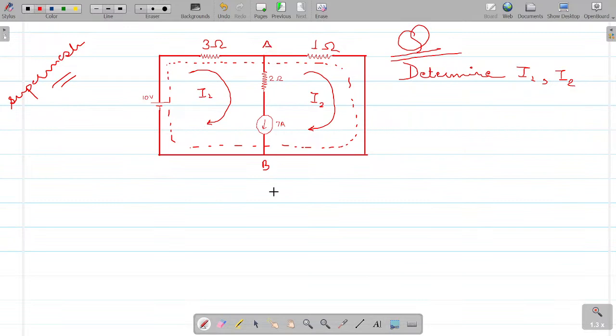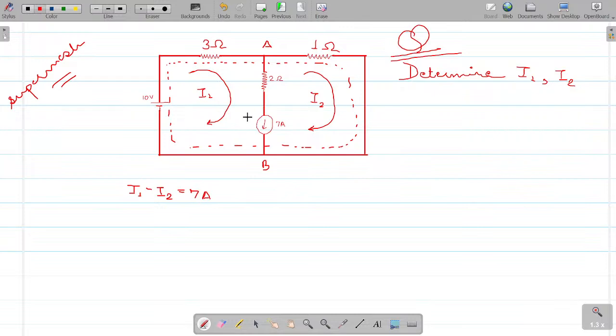I1 flows from A to B. If I1 flows from A to B, the current I1 flows from A to B, right? But I2 flows from what? Follow this loop. I2 flows from B to A. What is the effective direction of current? The effective direction of current is from A to B. So can I without doubt say this is I1 minus I2, given to be what? 7 amperes. Right?